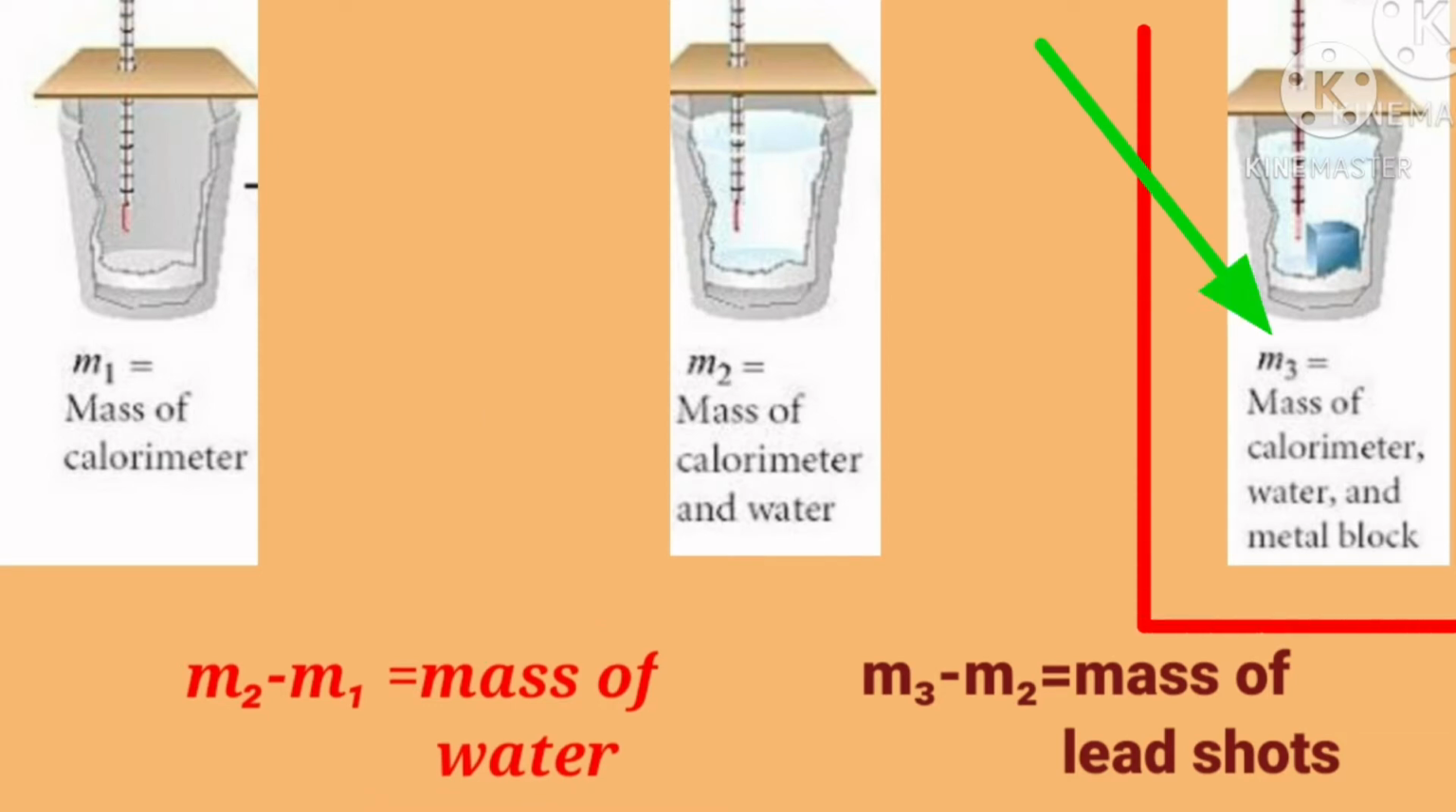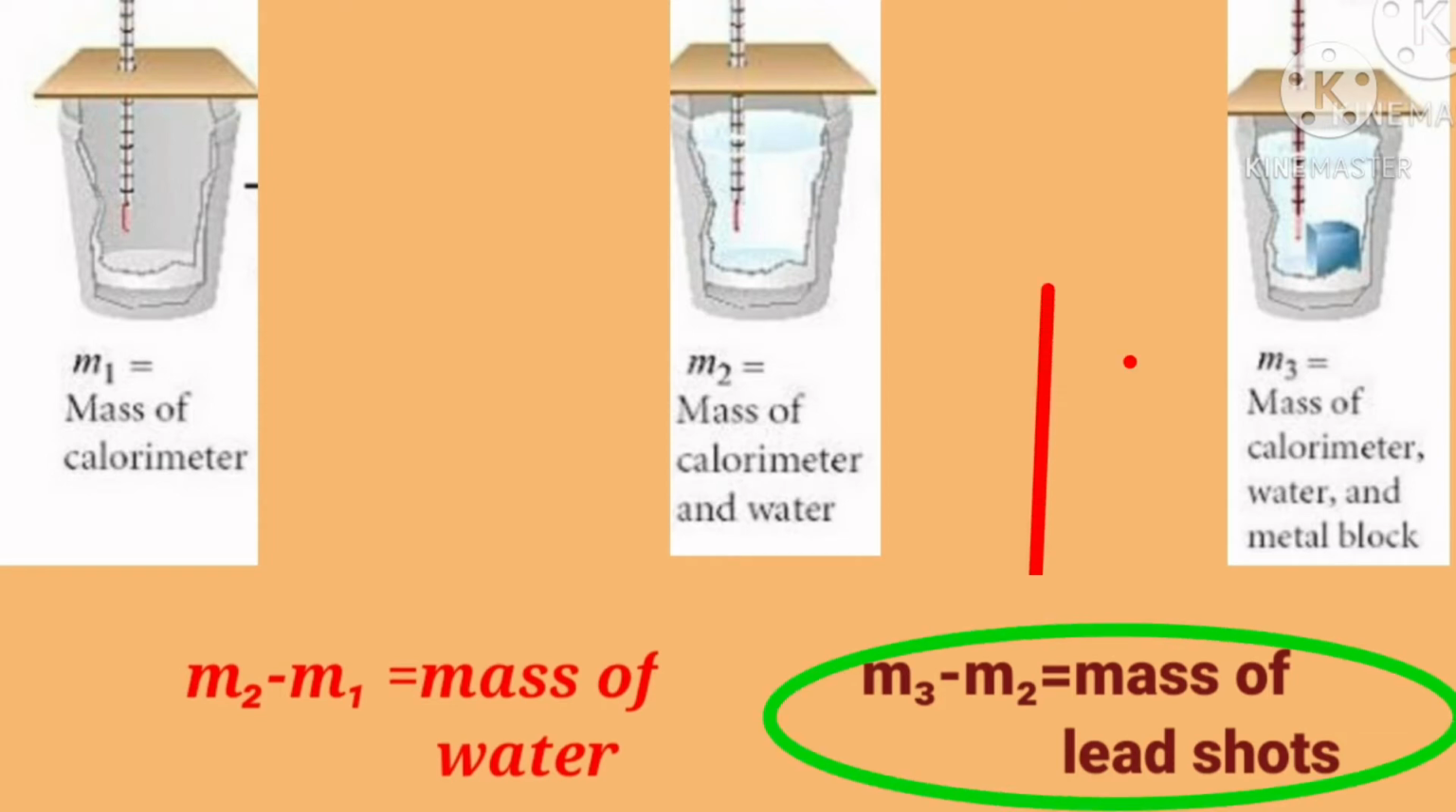Now, I added lead shots to water. I measured the mass, which is M3. By subtracting M2 from M3, we can calculate the mass of lead shots.